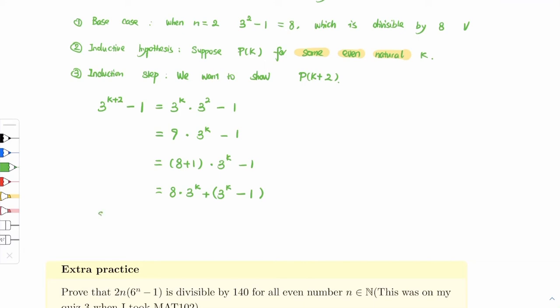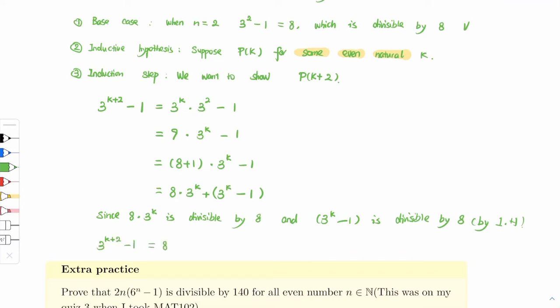So since 8 times 3 to the k is divisible by 8, and also 3 to the k minus 1 is divisible by 8 by IH. Okay, we know this from our hypothesis. So the whole thing, 3 to the k plus 2 minus 1, which is the sum of them, must be divisible by 8 as well.